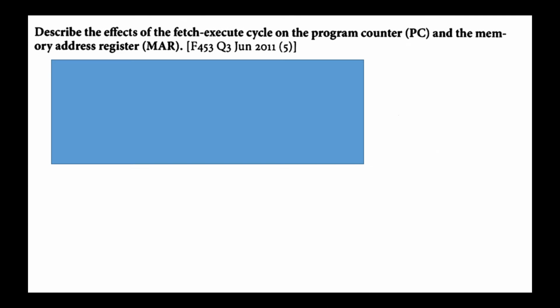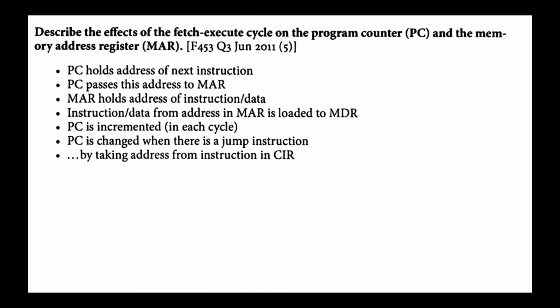So now the next set of questions. Describe the effect of the fetch execute cycle on the program counter and the memory address register. PC holds the address of the next instruction. PC passes the address to the MAR. The MAR holds the address of the next instruction or data. Instruction or data from the address in the MAR is loaded to the MDR. PC is incremented in each cycle. PC is changed when there is a jump instruction by taking the address from the instruction in the CIR.